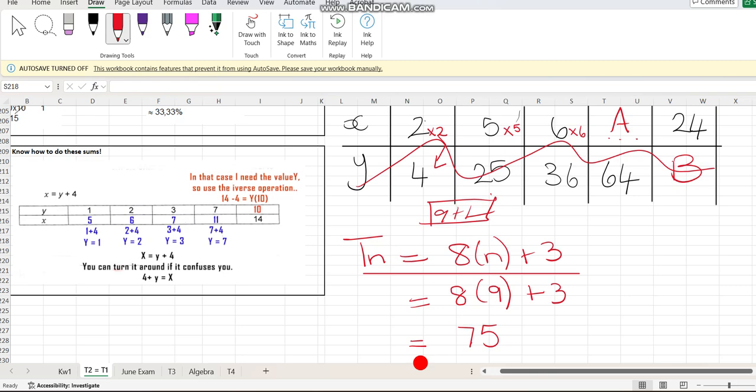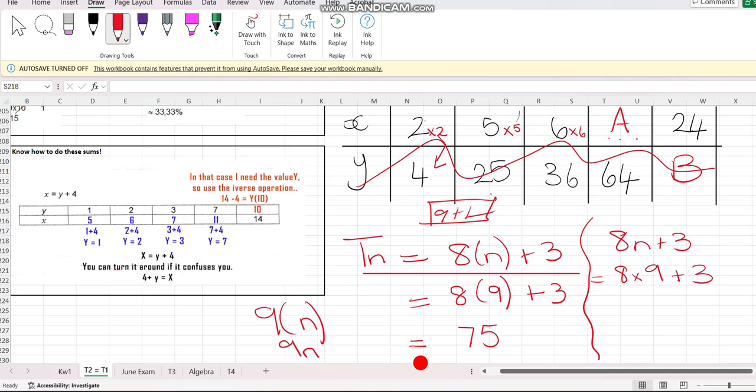So if they, for example, tell you then, okay, 8n plus 3. There's no difference. Onthou, wanneer ek 'n hakkie het wat langs 'n nommer staan of wanneer ek nie die hakkie daar het nie, it still means multiply. Okay? So this is still 8 times 9 plus 3. Doesn't matter how you write it as long as you work it out correctly.